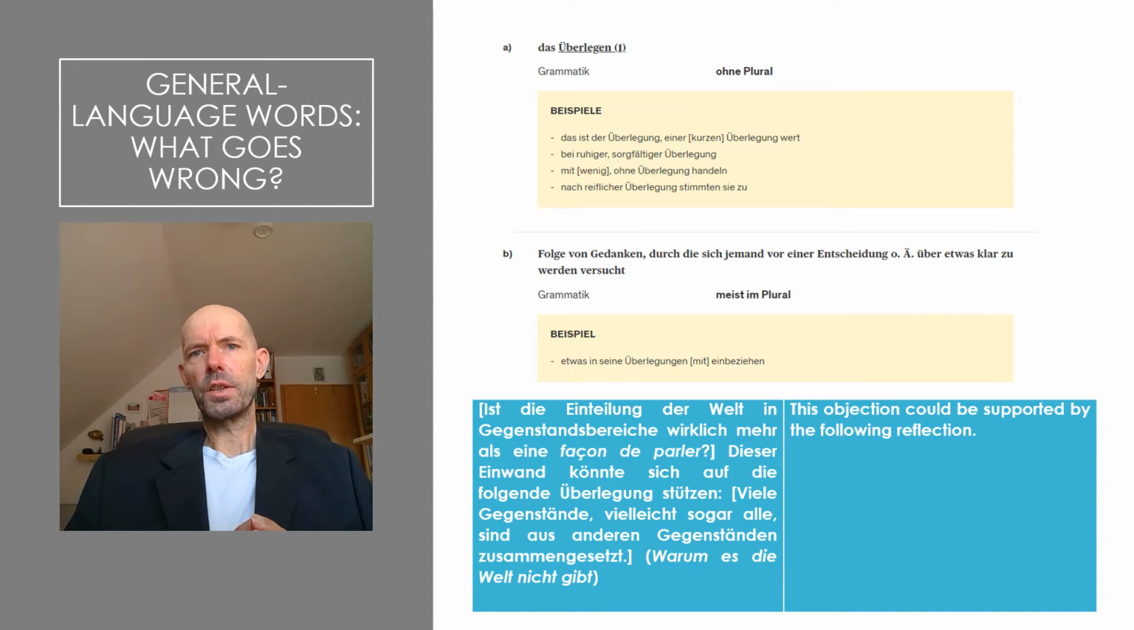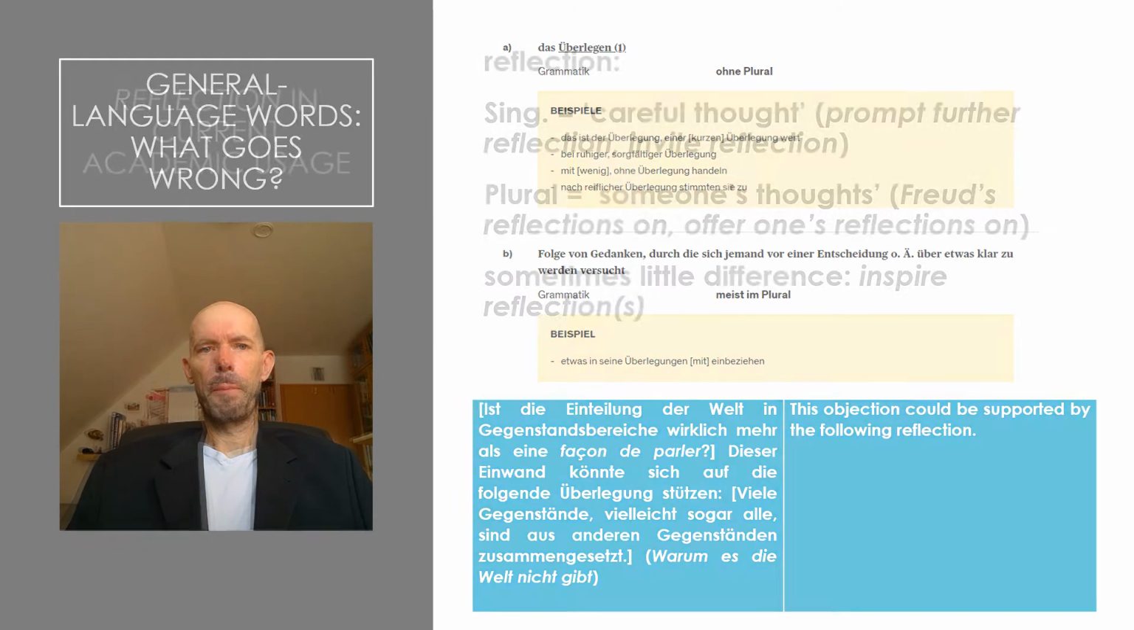And so let's look at this example of a problematic translation of Überlegung. The German text says, ist die Einteilung der Welt in Gegenstandsbereiche wirklich mehr als eine Façon de parler? Dieser Einwand könnte sich auf die folgende Überlegung stützen. Viele Gegenstände, vielleicht sogar alle, sind aus anderen Gegenständen zusammengesetzt. And the translator has rendered Überlegung by reflection. This objection could be supported by the following reflection.